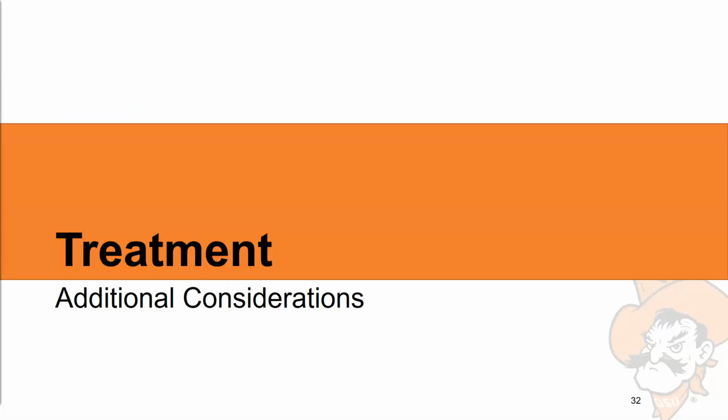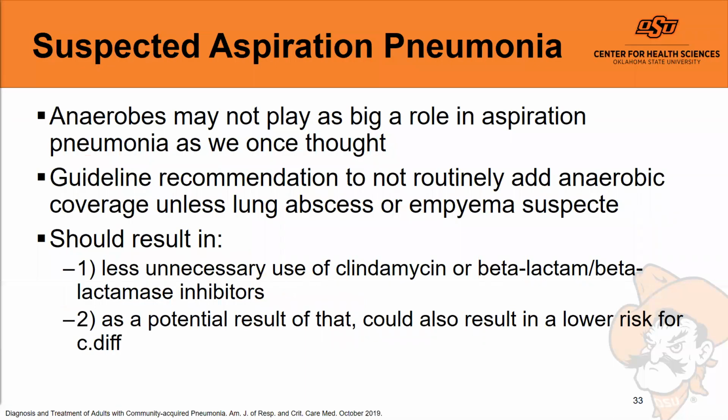When treating, we also have some additional considerations other than just antibiotics, such as with suspected aspiration pneumonia. So one thing the new guidelines teach us is that anaerobes may not play as big of a role in aspiration pneumonia as we once thought. The guideline recommendation is to not routinely add anaerobic coverage unless lung abscess or empyema is suspected.